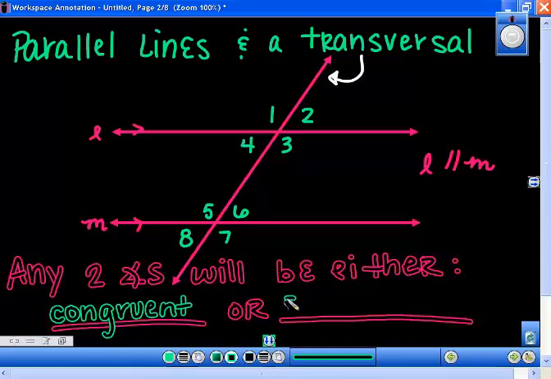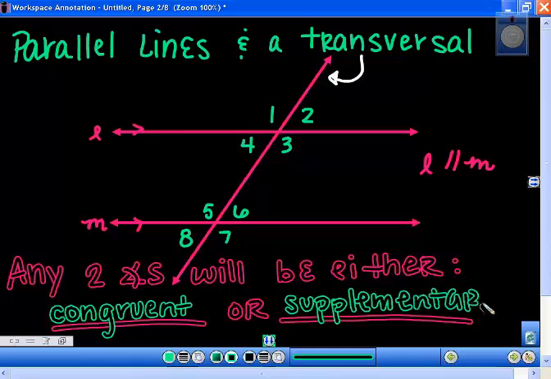or supplementary. We talked about in section 2.5 linear pairs of angles, which were supplementary. They add to 180. So for instance, 2 and 3 form this straight line, so they add to 180. They're supplementary. But 1 and 3 are vertical angles, so they're congruent. Now we're going to talk about how you could compare these 1 through 4 angles with 5 through 8, since they're not touching, they're not connected in any way.